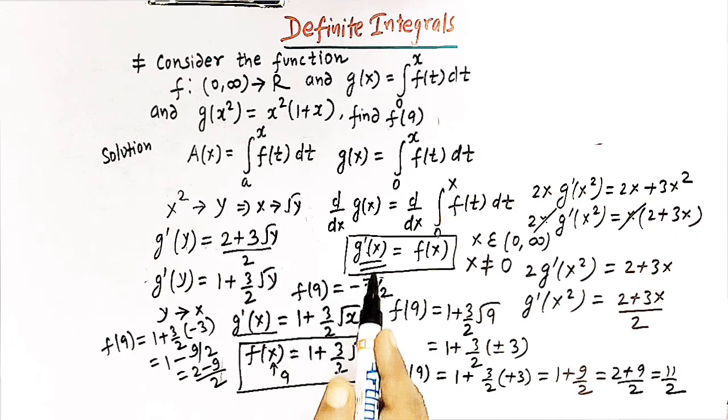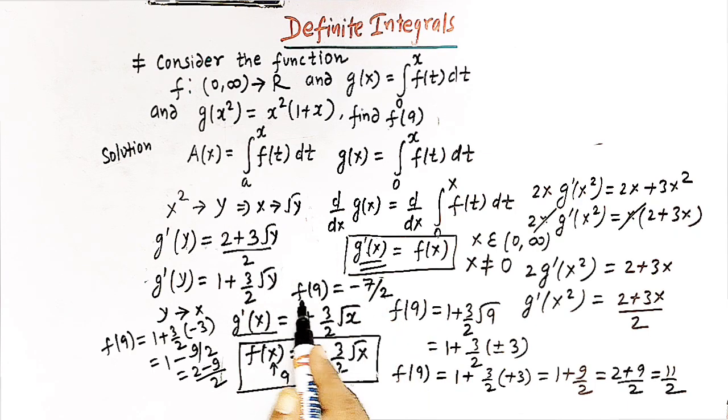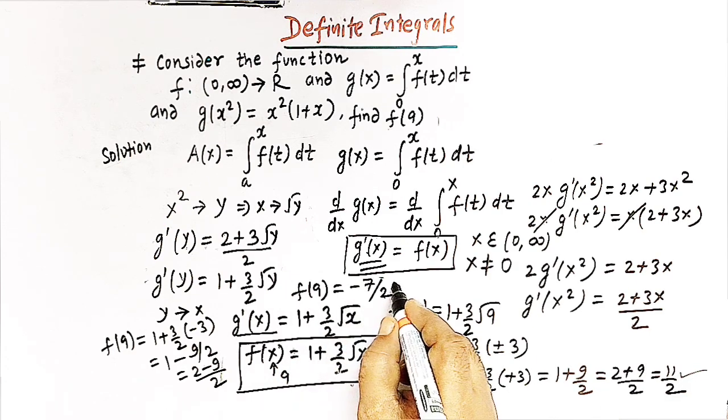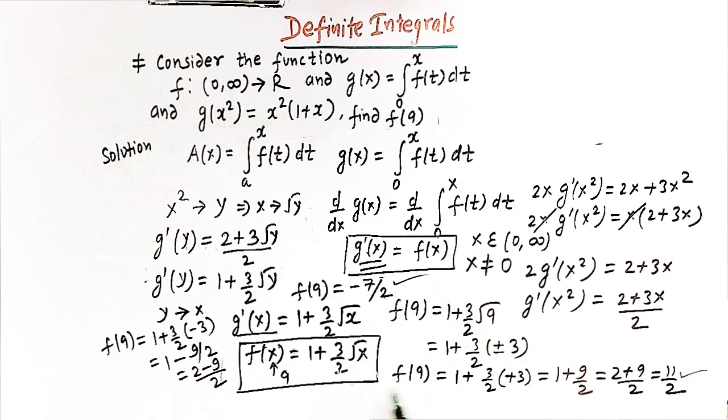So here we have obtained two values of f of 9. The first one is 11 over 2 and the second one is minus 7 over 2. So 11 over 2 corresponds to the positive square root, that is plus 3, and minus 7 over 2 corresponds to the negative square root, that is minus 3.